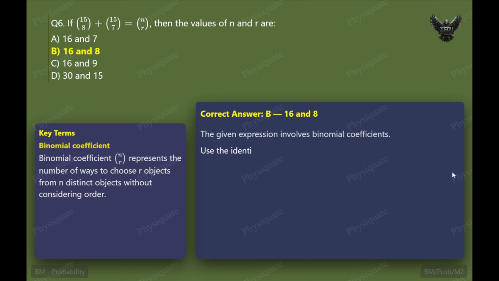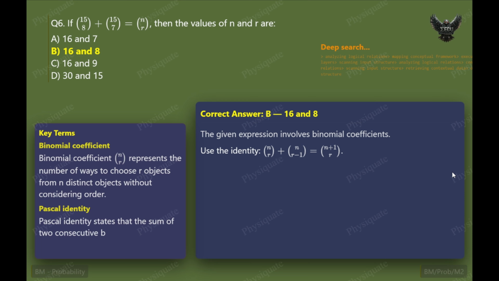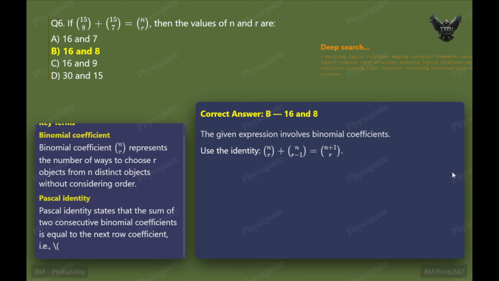Use the identity, C(n,r) plus C(n,r minus 1) equals C(n plus 1,r). Let us examine Pascal identity. Pascal identity states that the sum of 2 consecutive binomial coefficients is equal to the next row coefficient, i.e., C(n,r) plus C(n,r minus 1) equals C(n plus 1,r).